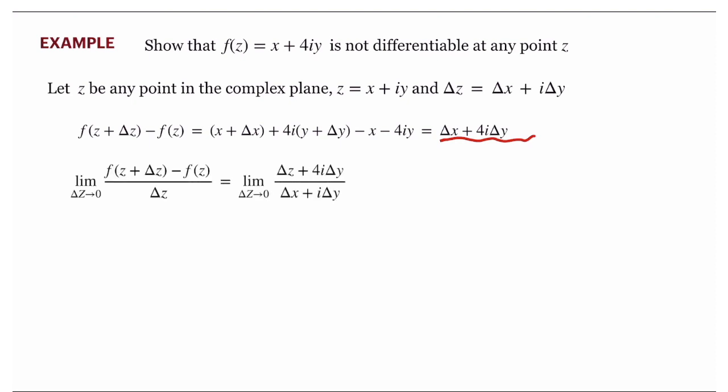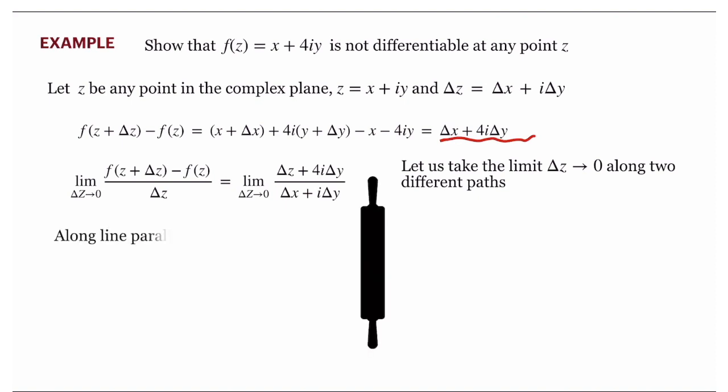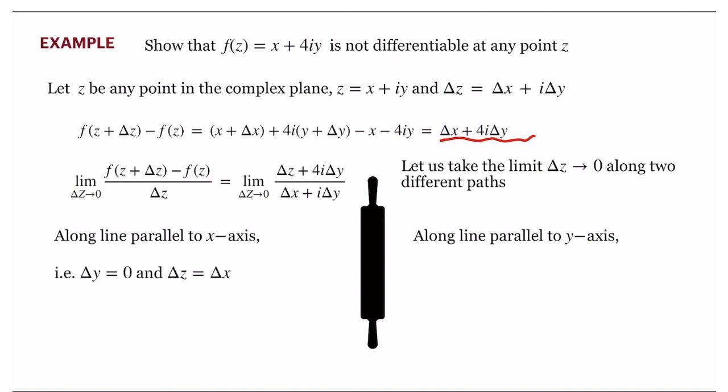We simply need to divide it by delta z and take the limiting values going to 0 from two different paths. Let's take two different paths along which delta z comes to 0. The first path is along the x-axis and the second path along the y-axis. So along the x-axis we have an imaginary part 0, along the y-axis we have a real part 0. So that is delta y is equal to 0 along the x-axis, and delta z is delta x. Along the imaginary axis we have delta x is 0 and delta z is i delta y.